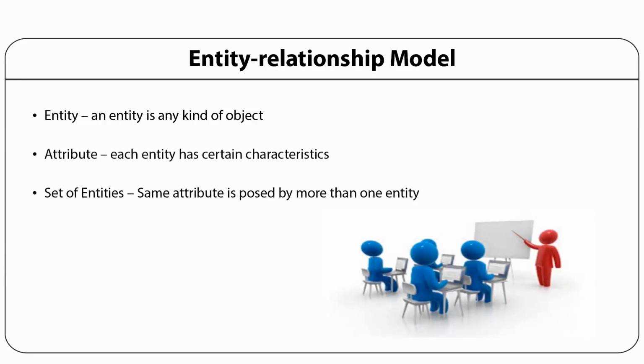Entity relationship model. In the entity relationship model, any object is considered as an entity, and each entity has certain characteristics, which are known as attributes. The same kind of attribute is often possessed by many entities, so we call this group a set of entities. Let us see the different kinds of attributes used in the entity relationship model.